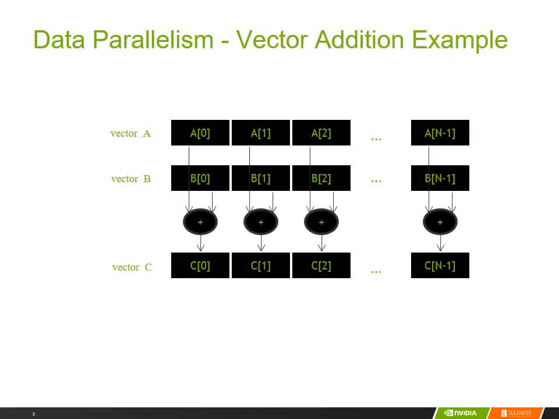Before we introduce threads and kernel functions, I'd like to have a brief review of data parallelism. Recall that data parallelism is a property of the program where different parts of the data can be computed independently of each other. In this example, the individual elements of vector C can be calculated independent of each other.